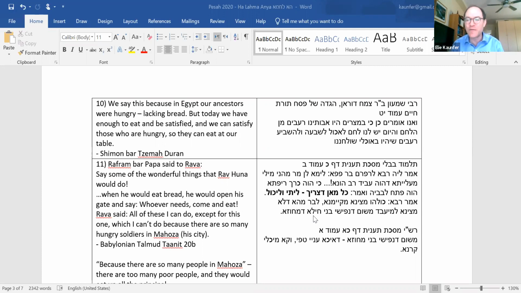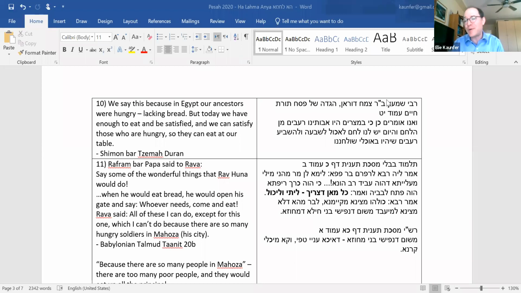I think this also reflects its original context in the Bavli. I said that Halach Ma'anya only shows up in the Babylonian Haggadah, it doesn't show up in Eretz Yisrael. This is a story from the Bavli of one of the Babylonian sages who, not related to Pesach, seems to say this line, and it's an interesting story, which I'm going to read to you here. Rava says to Rafram bar Papa, Leimalan mar mahane mile malyata dahava avid Ravuna. Tell us something great that Rav Huna used to do.